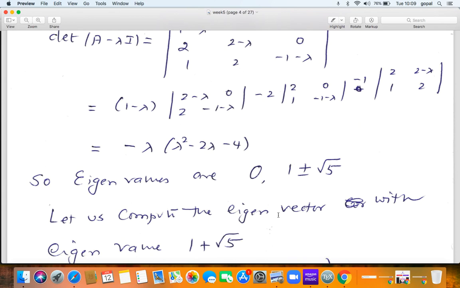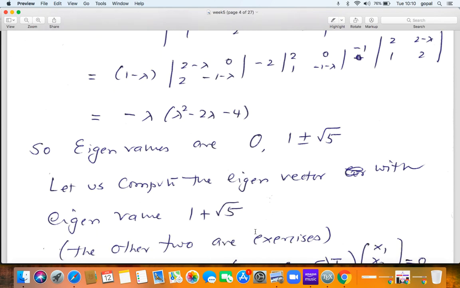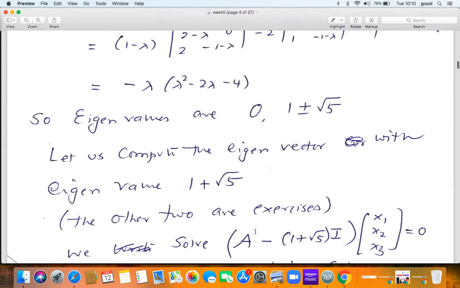Okay, let us take one of the eigenvalues, 1 plus root 5, and try to find the eigenvector. So eigenvalue lambda is 1 plus root 5. What is the eigenvector? We have to find a non-zero v such that Av equals lambda v, or (A minus lambda I)v equals 0.